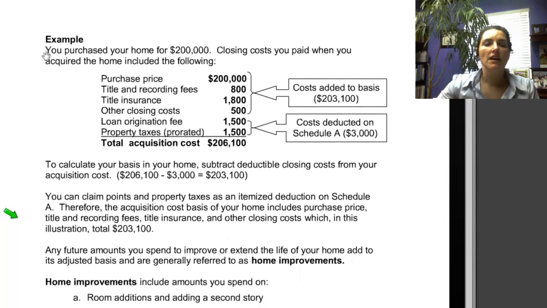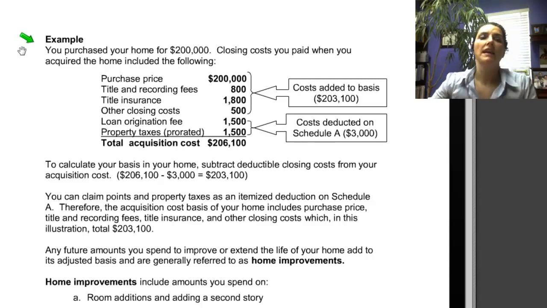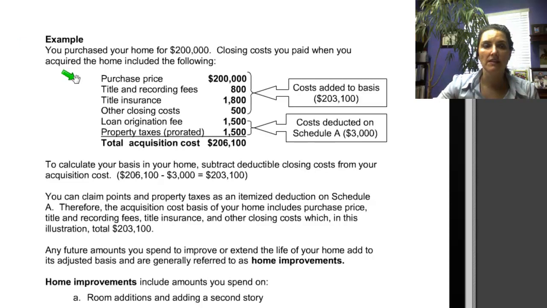Let's look at an example of how we determine the cost basis in a piece of property and how various costs associated with the acquisition of the property can add to the basis. You purchased your home for $200,000 and closing costs you paid when you acquired the home included the following. There's the purchase price, $200,000. But when you purchased the property, you also paid title and recording fees, title insurance, and other closing costs. And all of those items add to your cost basis in the property. They pull your cost in the property up to $203,100.